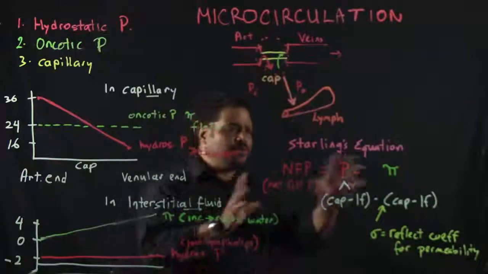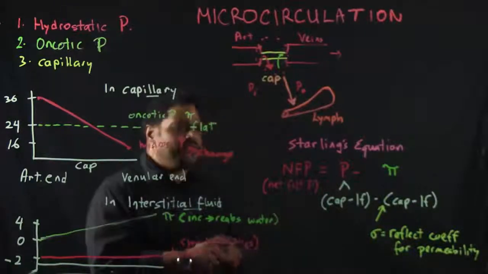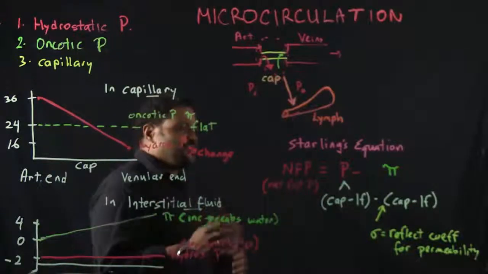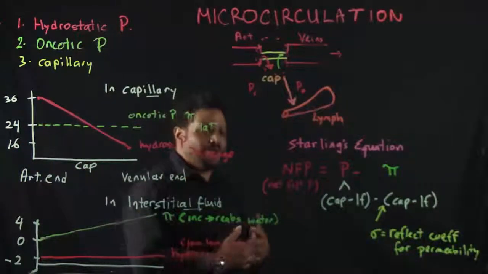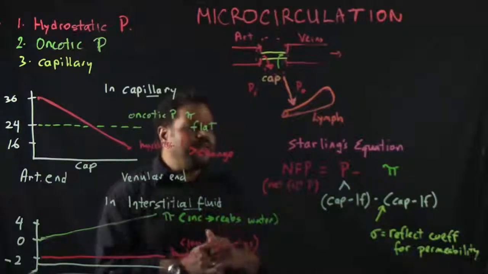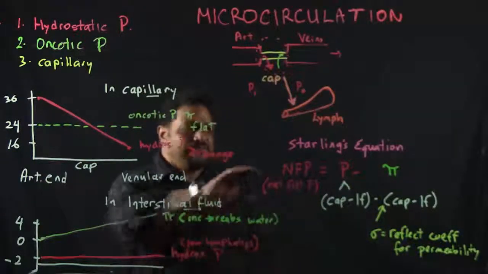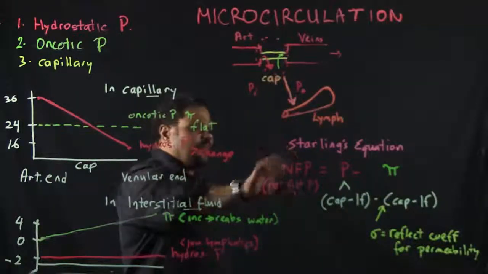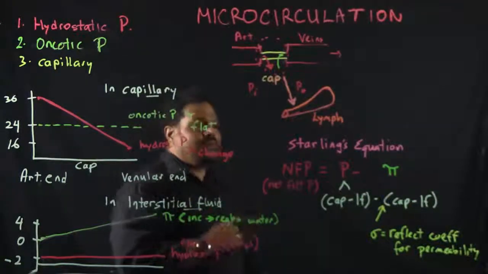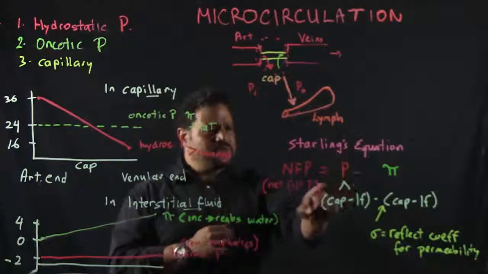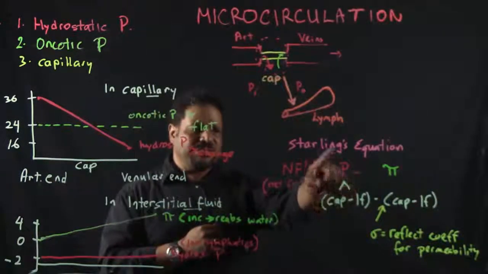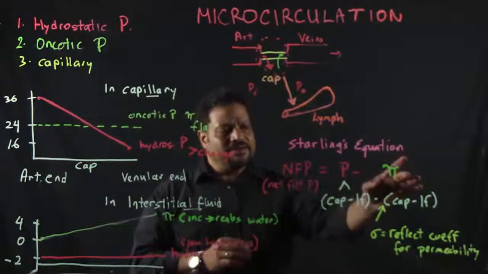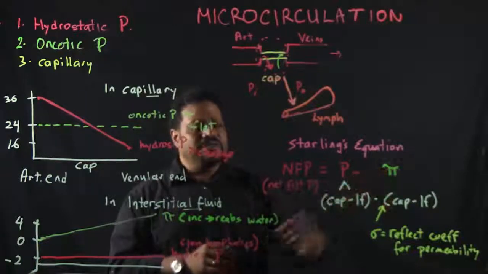So now let's see how we can calculate the net filtration pressure, whether you're getting filtration or reabsorption over the entire length of the capillary. We have the NFP, which is the net filtration pressure. That's a pressure, very important. To simplify it, we take the hydrostatic pressure, shown here in red. Hydrostatic pressures tend to be greater than the oncotic pressures in general. So the hydrostatic pressure minus the oncotic pressure, shown in green as tau.